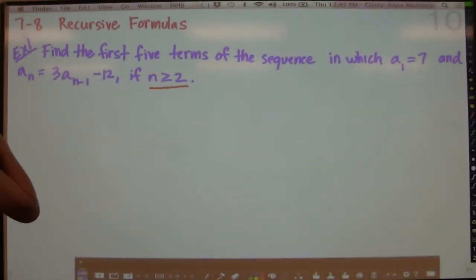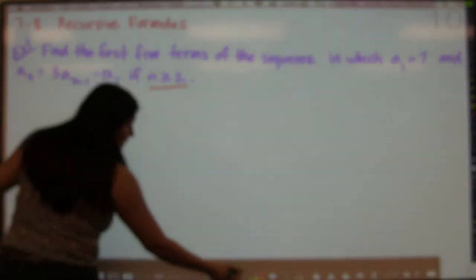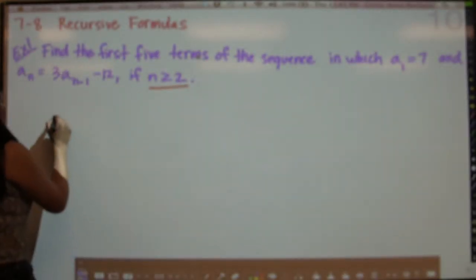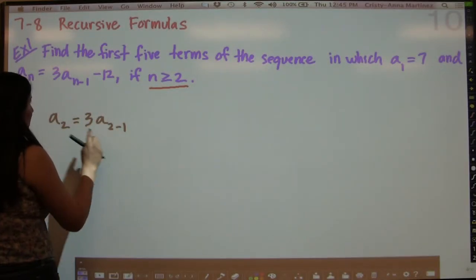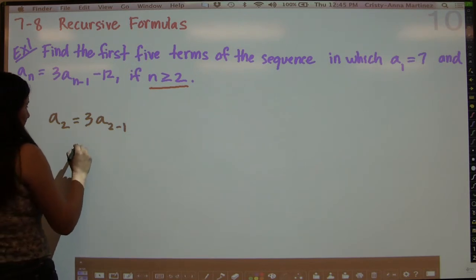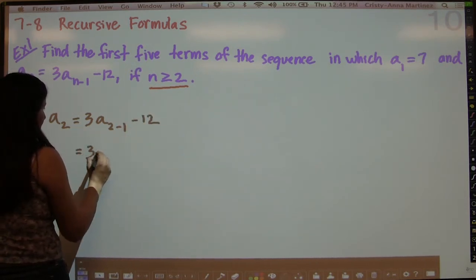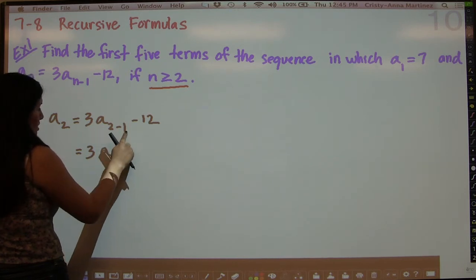So how do we do this? Very simply, we want to find a sub 2, because we already know that the first term, a sub 1, is 7. So in our formula, we're going to put 3 times a sub 2 minus 1. We're going to replace the little n variable with a 2. And so that's then minus 12. That's going to be 3 times a sub 2 minus 1, which is a sub 1.